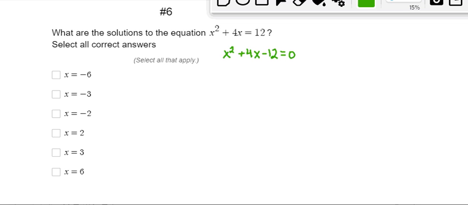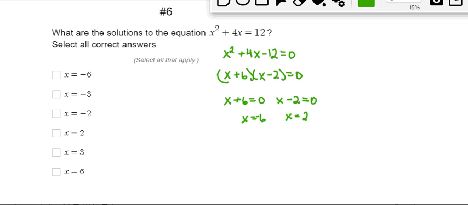Two factors of negative 12 that add up to 4: x plus 6 and x minus 2 equaling 0. And our shortcut tells us these are the two numbers, we just need to switch the sign, but being thorough with it mathematically, x minus 2 equals 0. Subtract 6 on both sides. Add 2 on both sides. So we have negative 6 and positive 2.